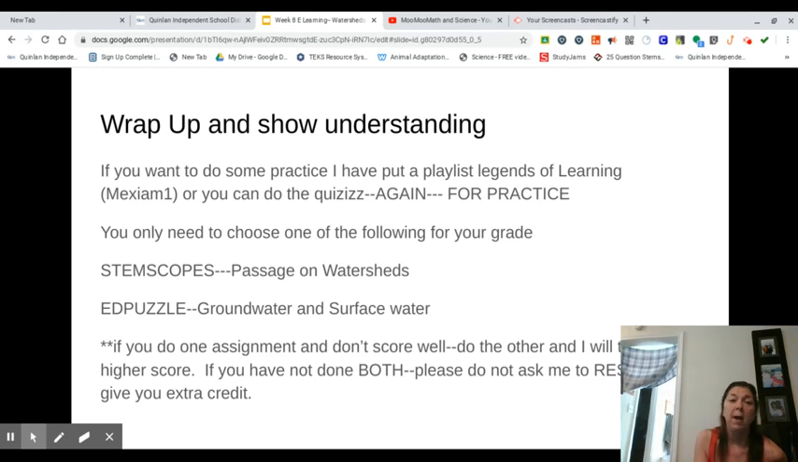And then there's 2 activities, and you're just going to pick one. You can do the STEM Scopes passage on the watersheds, or you can do the Ed Puzzle video that covers groundwater and surface water. I do want you to realize that you can do both. Let's say you do the STEM Scopes passage and you make a 40 on it, and you're like, oh, I can't afford a 40 for this week's grade, because remember, you're only getting 1 grade a week. Do the Ed Puzzle and see if you can do better. We will take the higher grade. Miss Lavelle and I both have agreed to this. So whichever one you do better on, that's the grade we'll give you for that week.